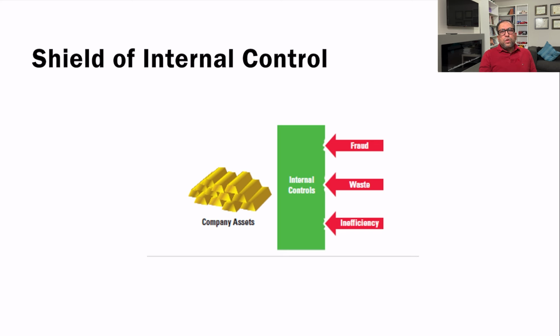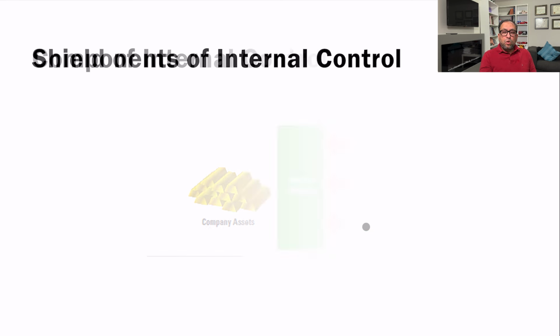So internal control is working like a shield or a firewall. In computers, we build up firewalls or protective walls so that the intruders cannot come in. So what is the objective? This green block is creating an internal control. The benefit of this internal control is that it is protecting the company asset, which is reflected here as gold bars, from fraud. Definitely the wastage is also one of the reasons for loss for any company, and inefficiency. So waste, inefficiency, and fraud are going to be eliminated if we implement a good internal control system.